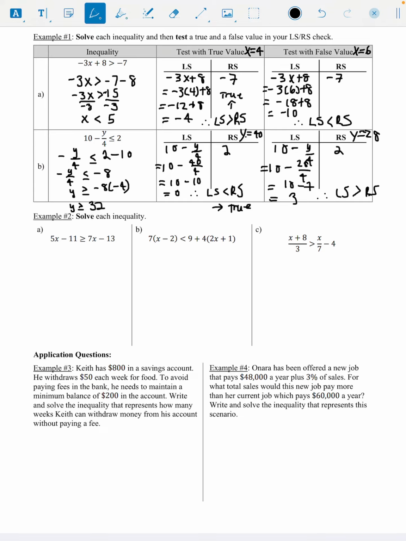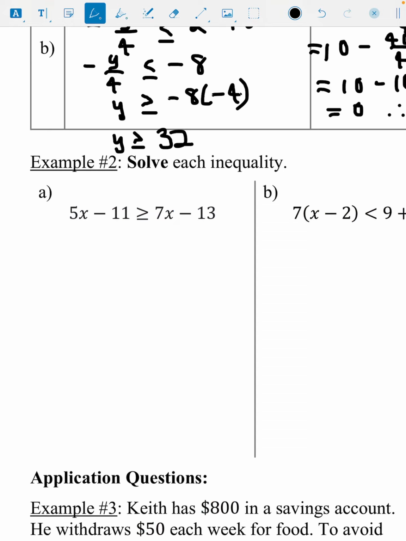Okay, so let's look at 2a. So 2a says that 5x minus 11 is greater than or equal to 7x minus 13. So like solving multi-step equations, you want all your variables on the left side and all your constants on the right side. So let's do that right now.